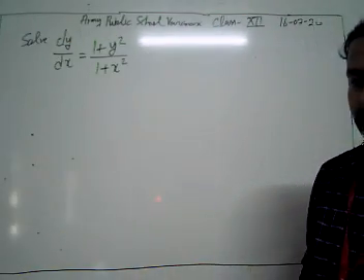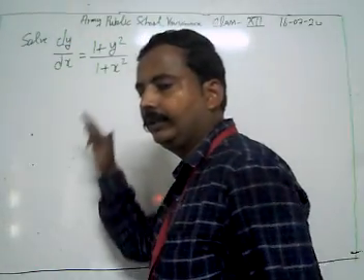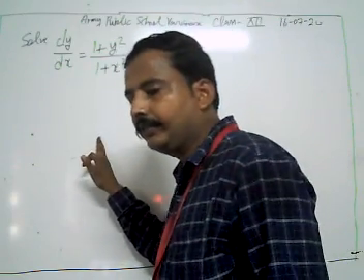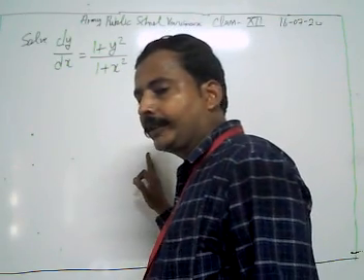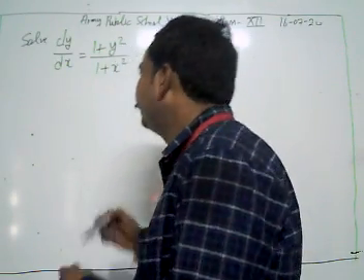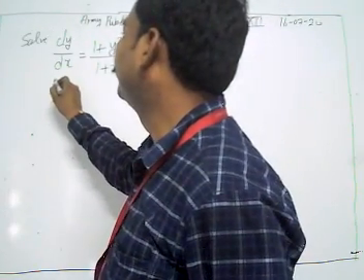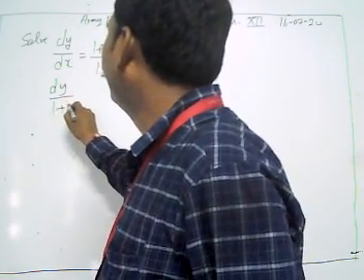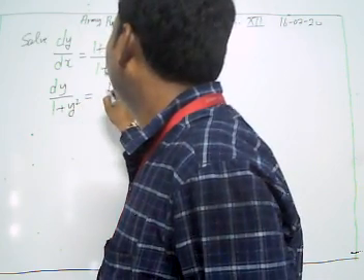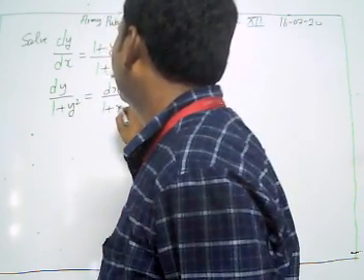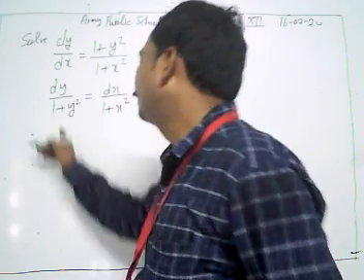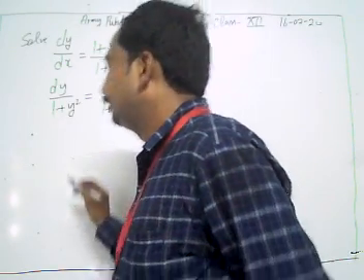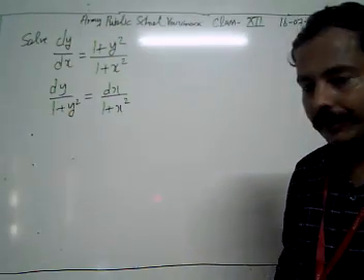Look, easily we can use what we learned here, the variable separable method of solving a differential equation. This is 1 plus y square. Then separating our variables, we have dy upon 1 plus y square and dx upon 1 plus x square. So it's a formula of what? Now listen to me carefully.